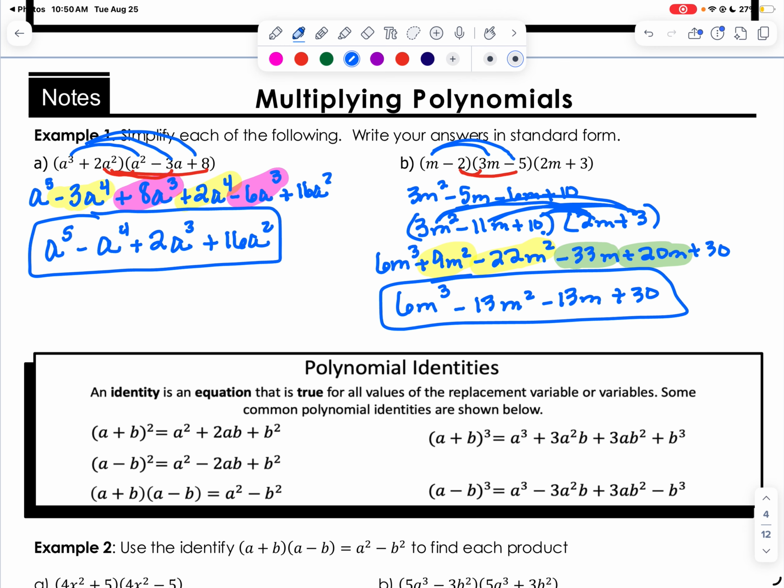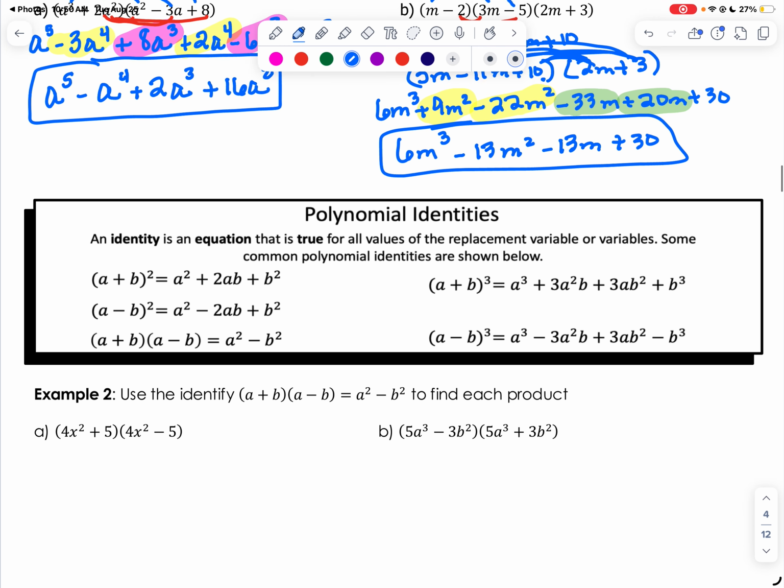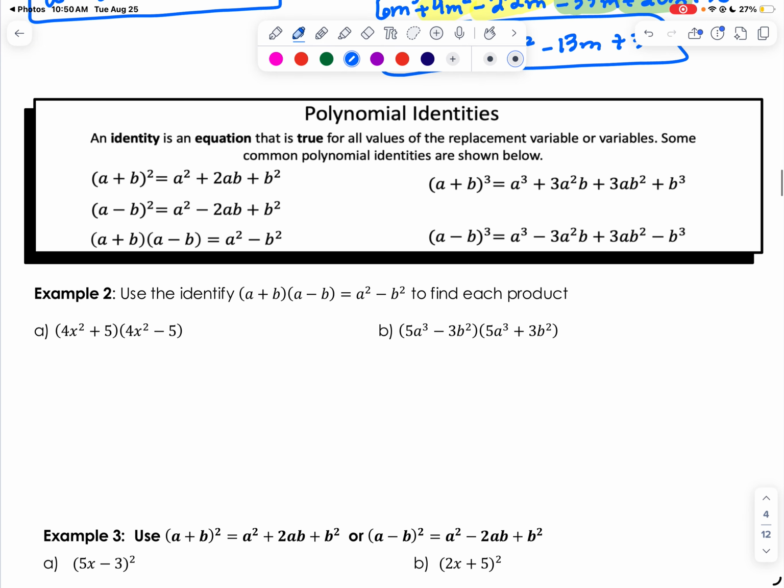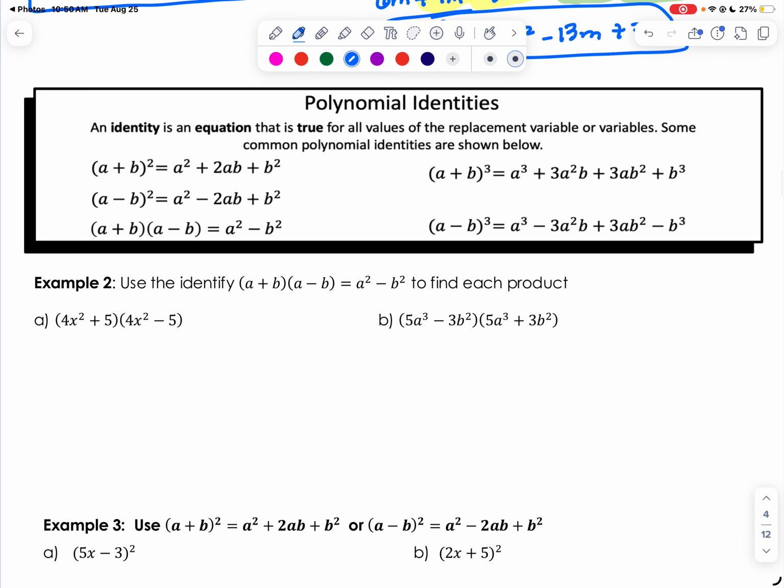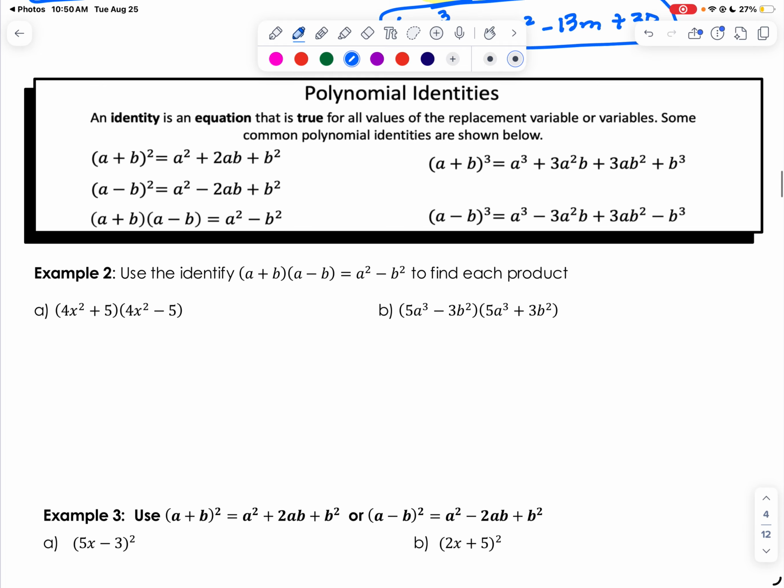Now, there are some multiplication problems and types of problems that occur so often they've been given what's called a polynomial identity. So an identity is an equation that is true for all values of the replacement variable or variables. Some common polynomial identities are shown below. So we have a plus b quantity squared is equal to a squared plus 2ab plus b squared.